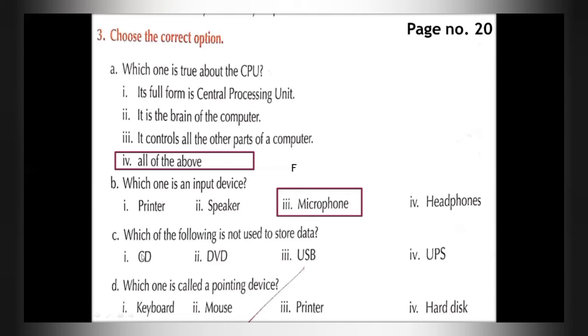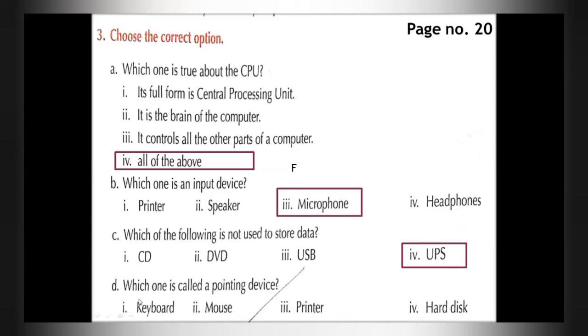Number C is, which of the following is not used to store data? In all of them, which one is not used to store data? CD is used to store data, DVD is also used to store data, USB is also used to store data, but UPS is not used to store data. So the right answer is UPS.